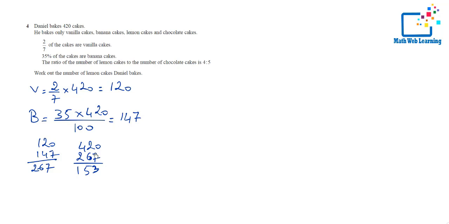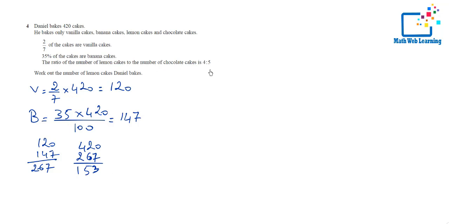So far, let's think about what we've done. We calculated the number of vanilla and banana, added them together, subtracted the total from 420, and we got 153 cakes. Those 153 cakes are the lemon and the chocolate. So that's what this figure represents.